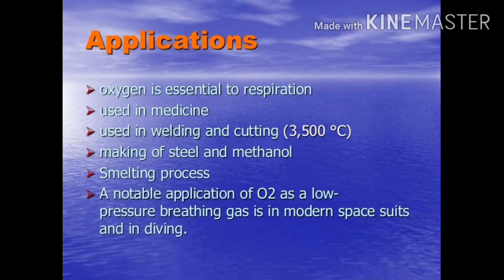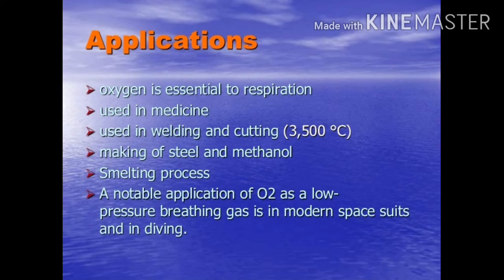At a temperature of 3500 degrees Celsius, oxygen is used for welding and cutting. Then oxygen is used in making steel and methanol. Then the smelting process. So these all are the uses of oxygen. It is used in the manufacture of steel, to oxidize impurities. Oxygen flame is used for cutting and welding metal scraps. So these all are the uses of oxygen.